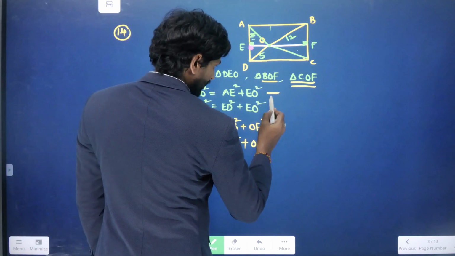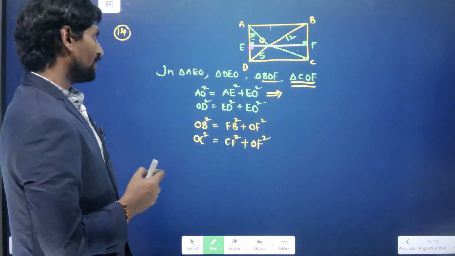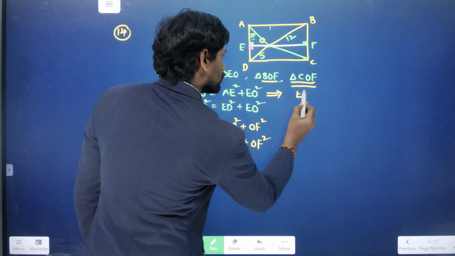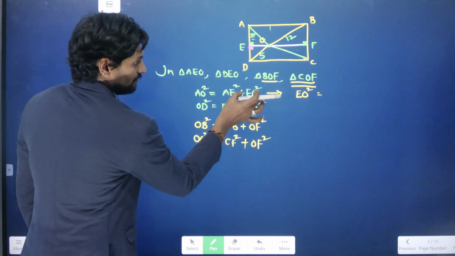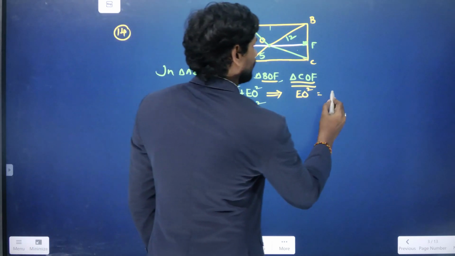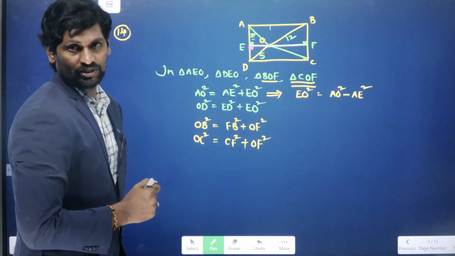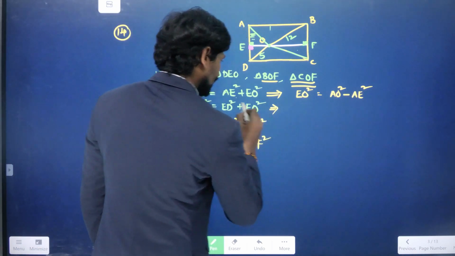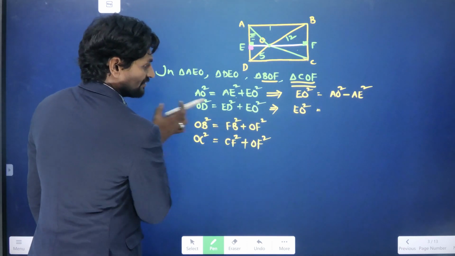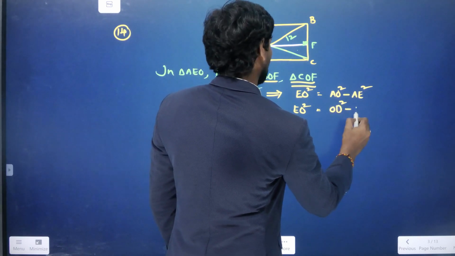Now from the first two equations, you see there is a common term, EO square. So from the first equation I can write EO square equals, leaving EO square on the left-hand side and bringing the other term over, AO square minus AE square. Here also, EO square equals, bringing ED square to this side, OD square minus ED square.